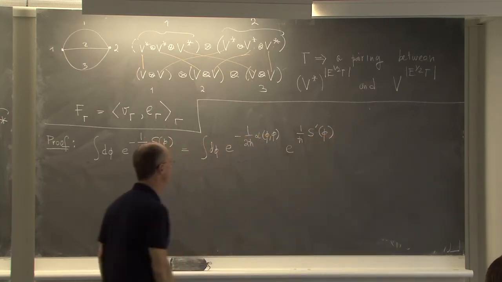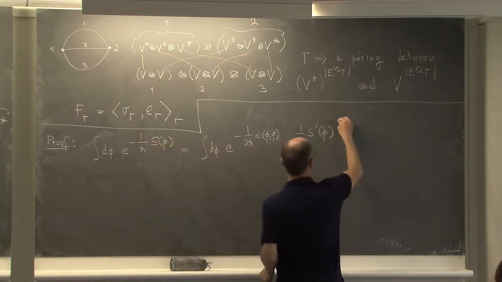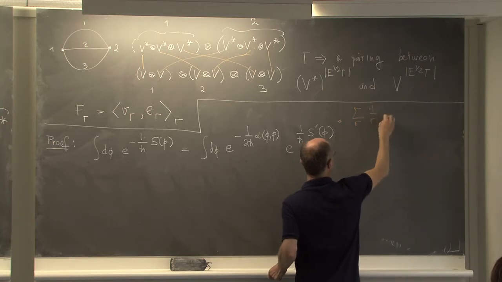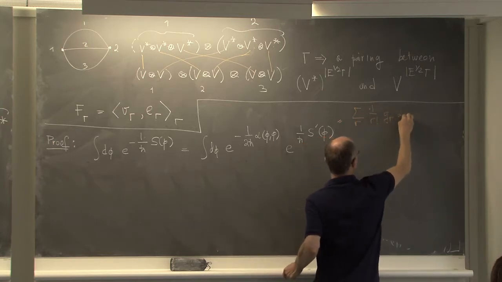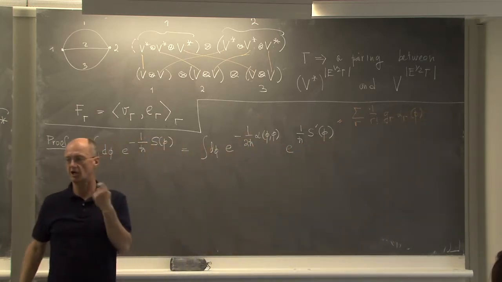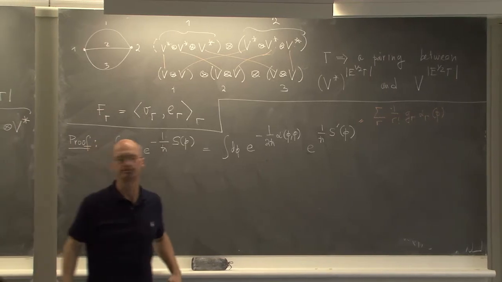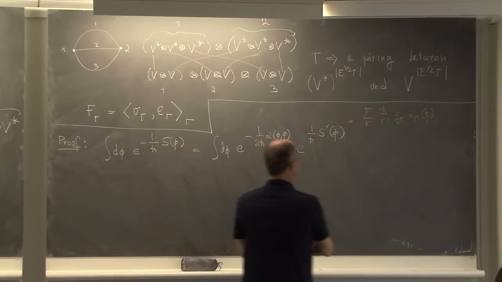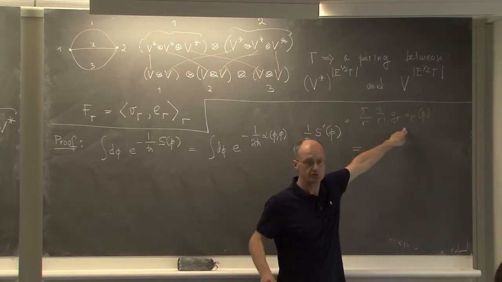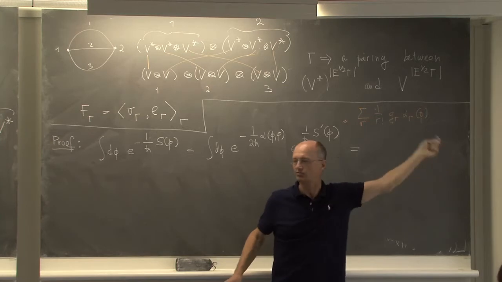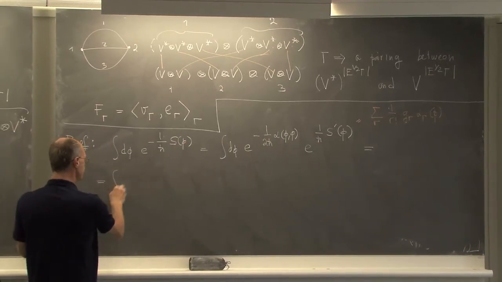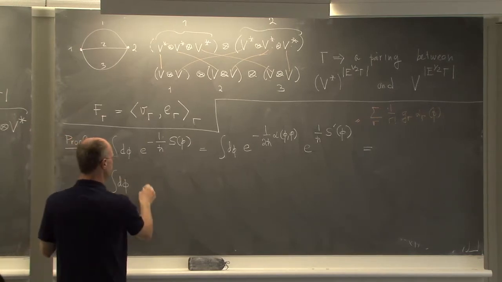s prime of phi. So let me recall that s prime of phi, this is a sum over r, 1 over r factorial gr alpha r of phi. So alpha r of phi is an r linear form. So now this is the product of exponentials for each r, and I decompose each of the exponentials in a power series. So I have d phi.